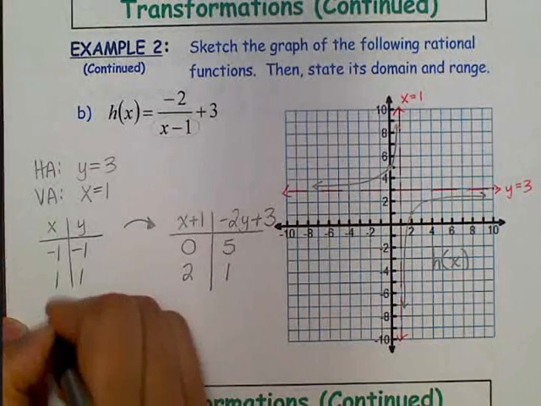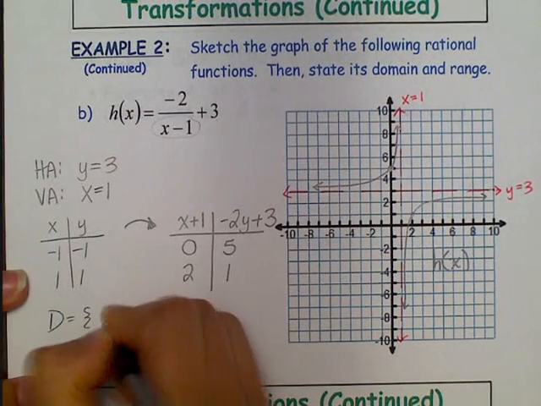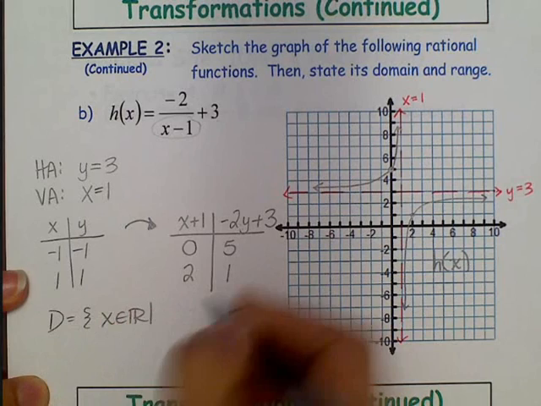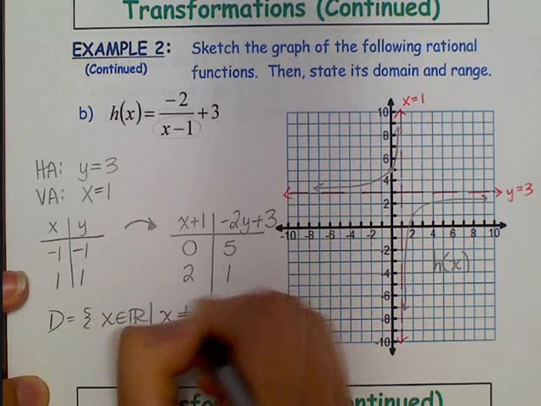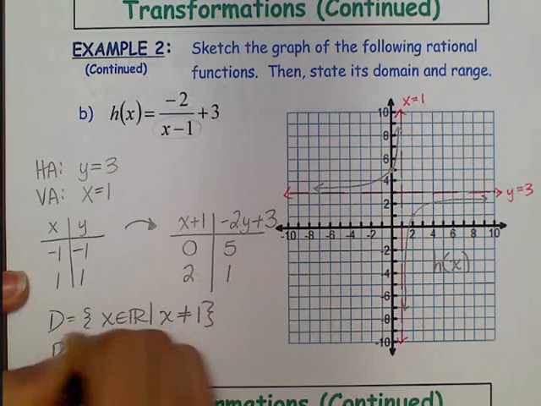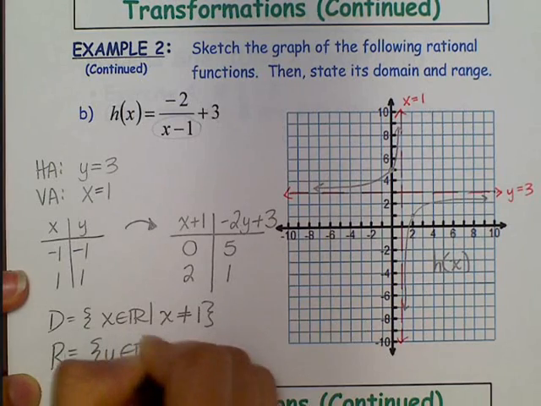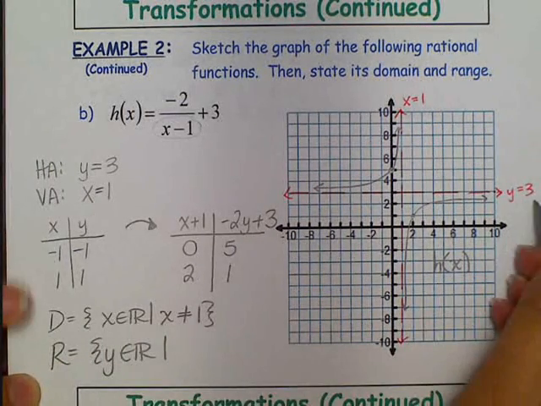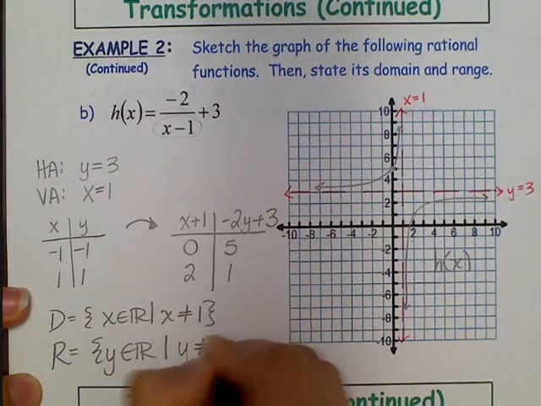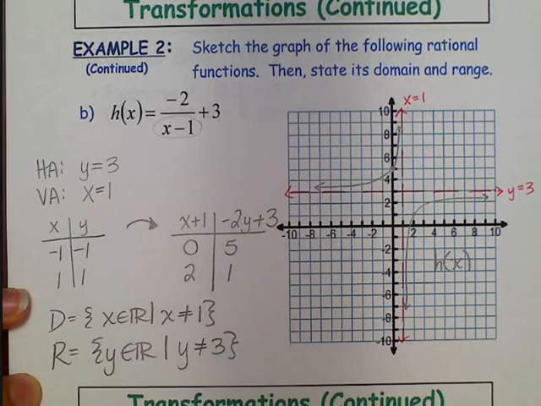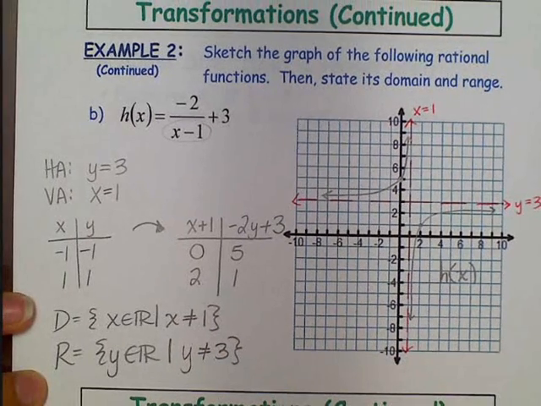Now your last step is just to state the domain and range. In terms of the domain, the only value of x that I can't have is wherever the vertical asymptote is, so x cannot equal 1. And in terms of the range, the only value of y that I cannot have is where the horizontal asymptote is, so y cannot equal 3.